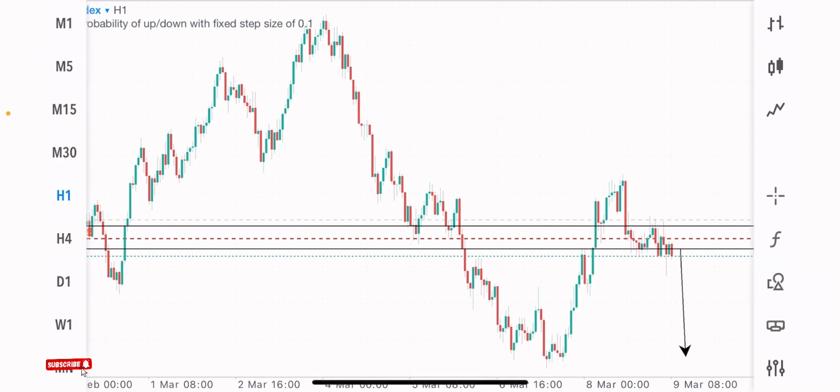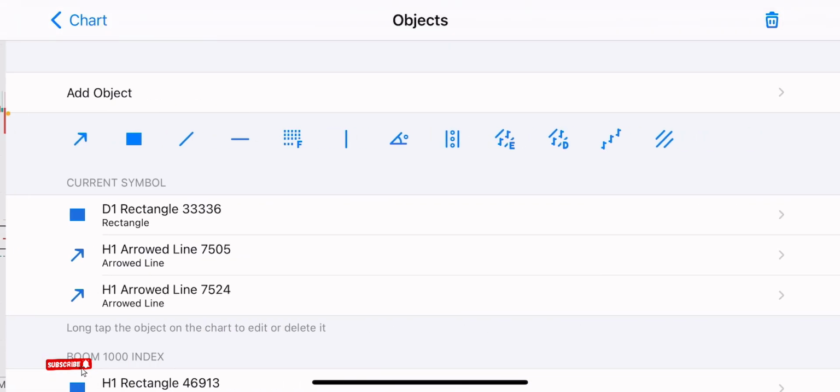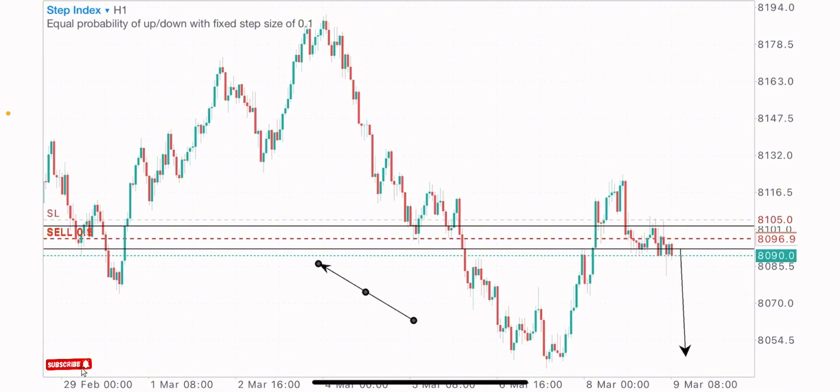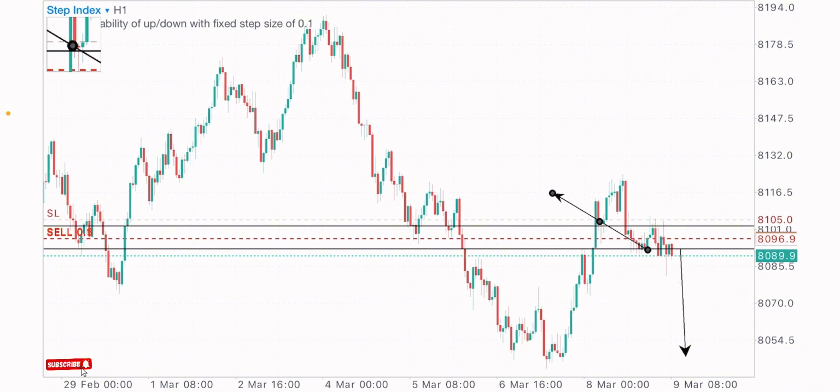So what's my market analysis? How do I know this index is going to sell from the zone? What's my entry point? What's this break and retest trading methodology?